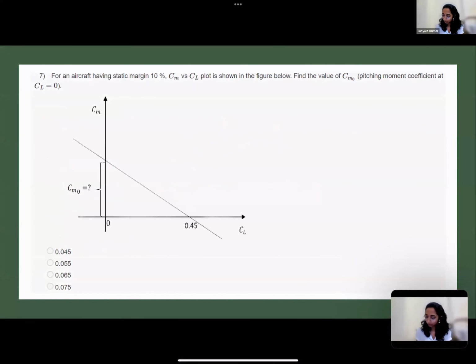The next question. For an aircraft having static margin 10%, CM versus CL. Just give me a minute. The audio, there is some problem. Give me a minute.